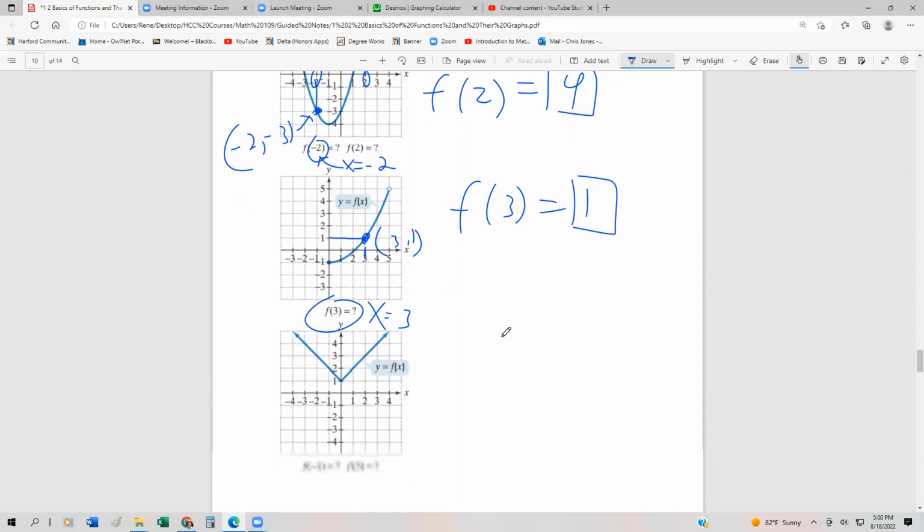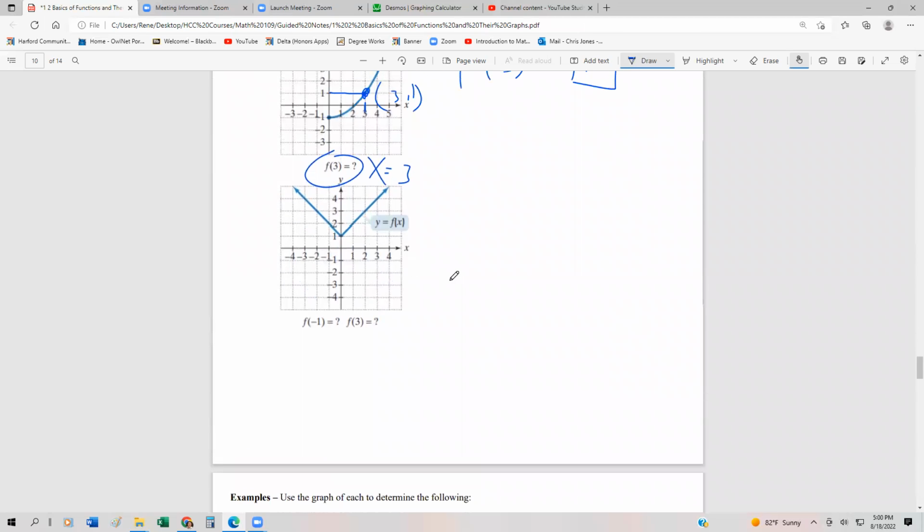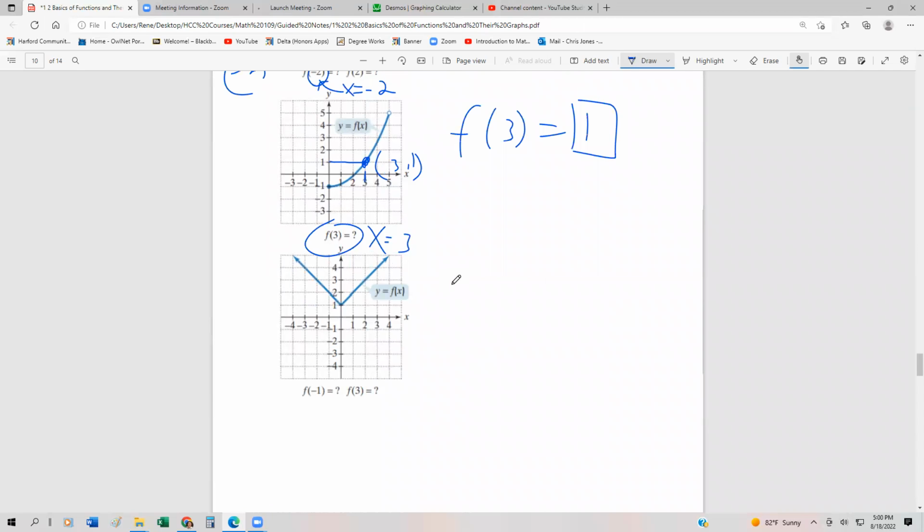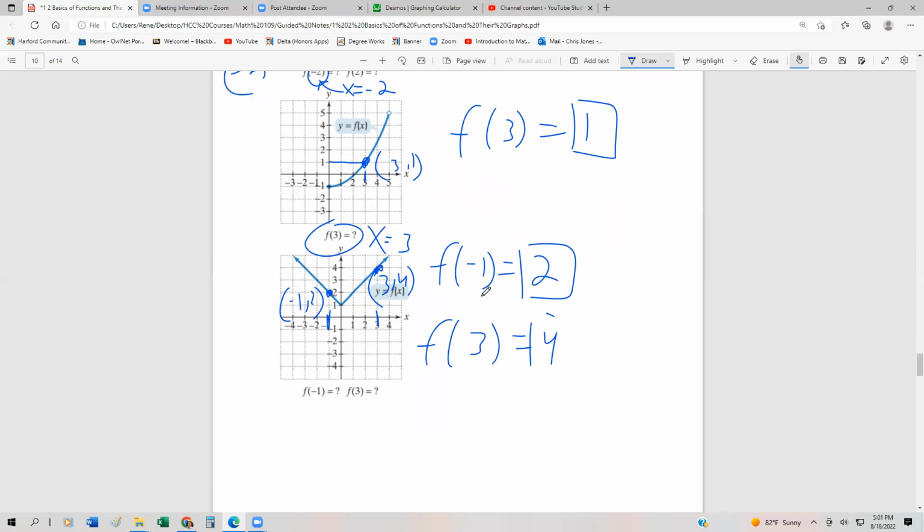Nice and easy. There's a couple more, and you might want to try this one just to make sure that you're okay doing it on your own. So maybe pause the video, try to do it yourself, and then unpause the video. For f at -1, we go over to -1, and then we go up here, and it looks like that's the point (-1, 2). So f at -1 is equal to 2. And then finally 3, right here. We go up, and it looks like that's the ordered pair (3, 4). So f at 3 is equal to 4. Nice and easy, right? All we have to do is line those up.